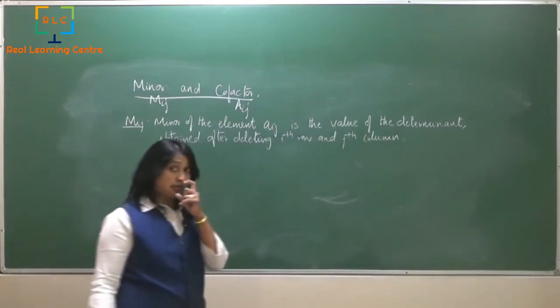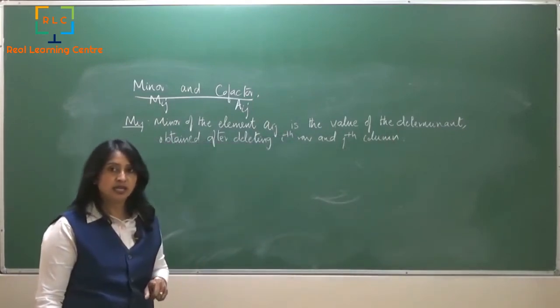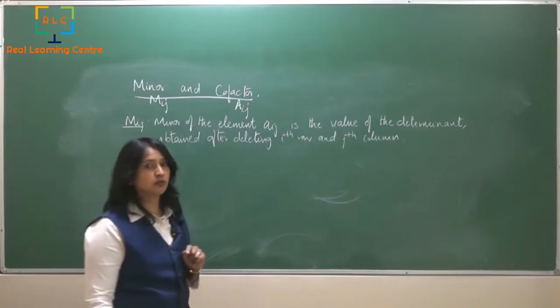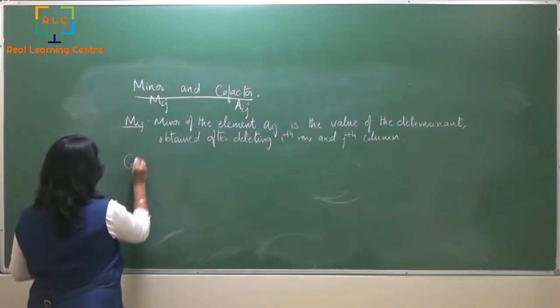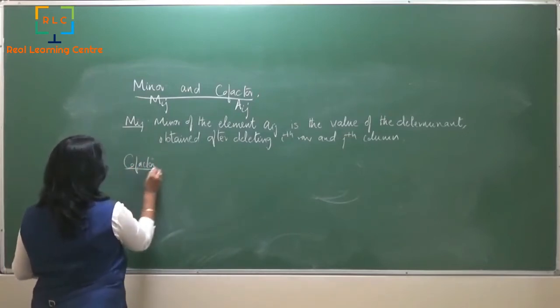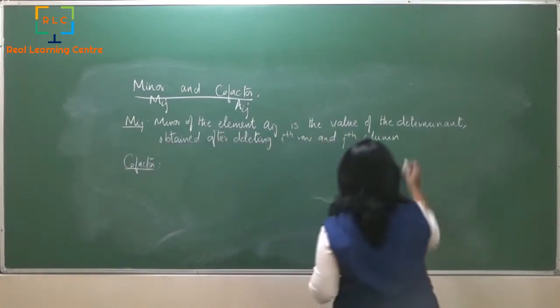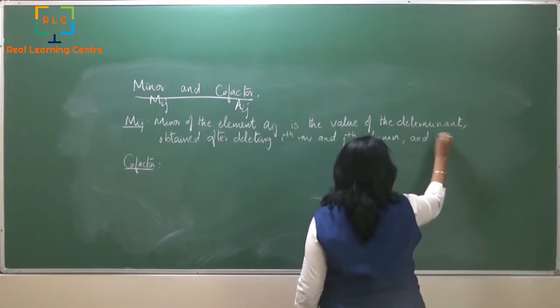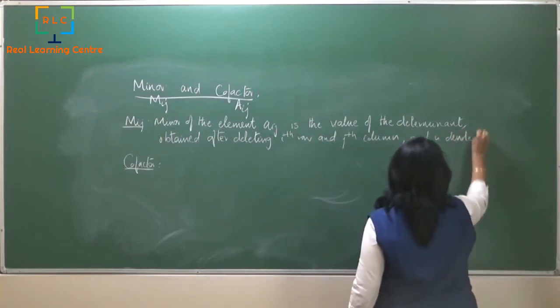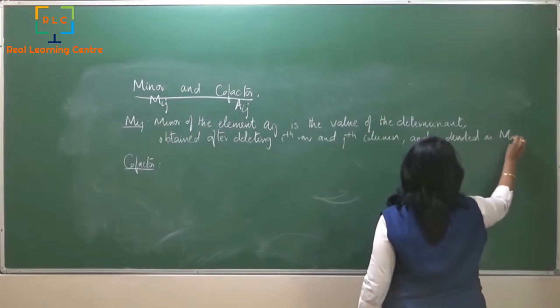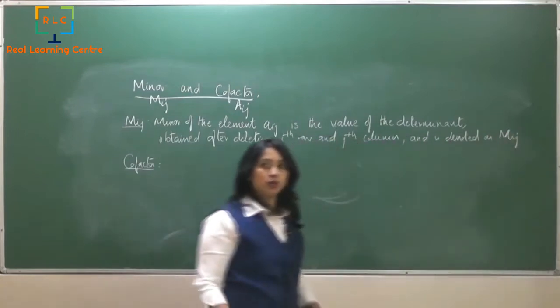Okay, after deleting the ith row and jth column. And I shall tell you about this cofactor also. Okay, so the cofactor, and the jth column, is denoted as Mij.